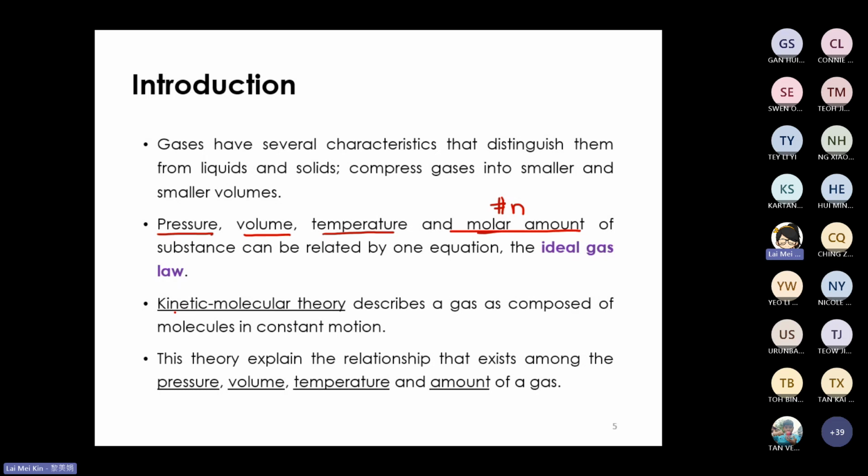Okay, next, today we are also going to learn the last part, kinetic molecular theory. As the name suggests, kinetic. What do you understand about this word kinetic? Okay, moving, movement, what else? Energy. Okay, so we will talk about the movement of the gas molecules, the theory about the movement of the gas molecules. That is kinetic molecular theory. The theory will explain the relationship between pressure, volume, temperature, and number of mole, the 4 factors.